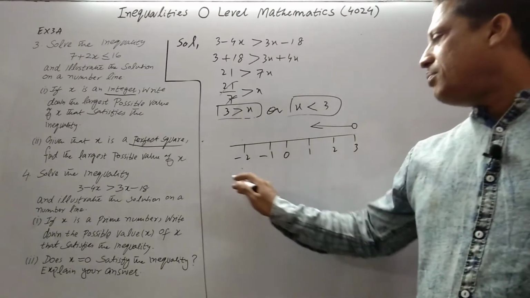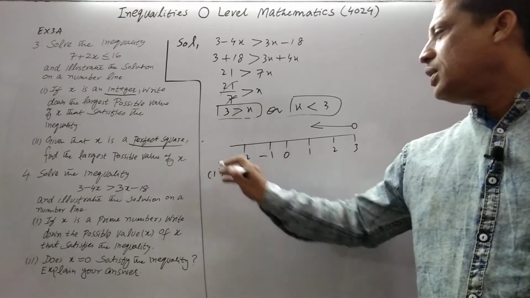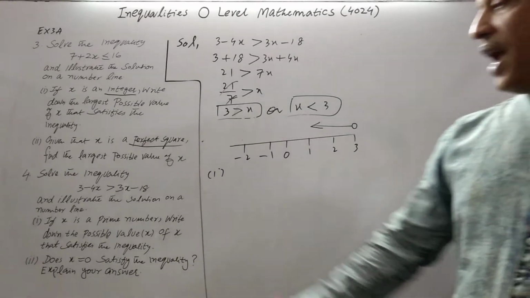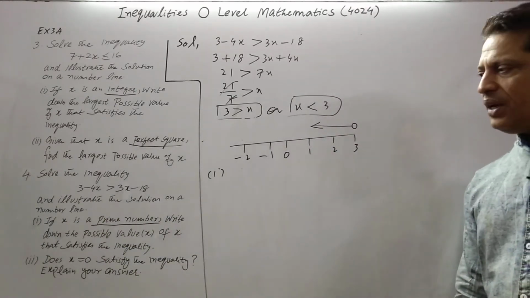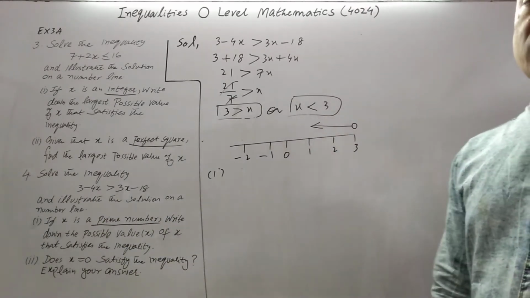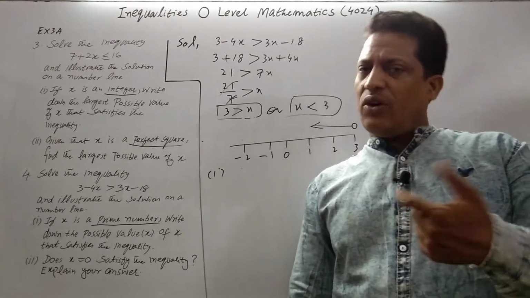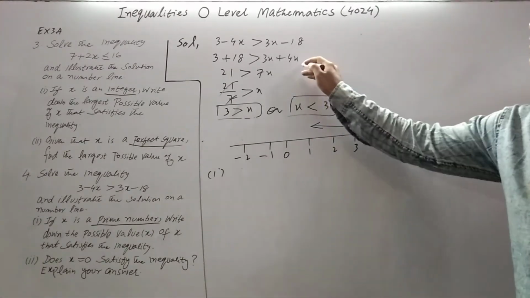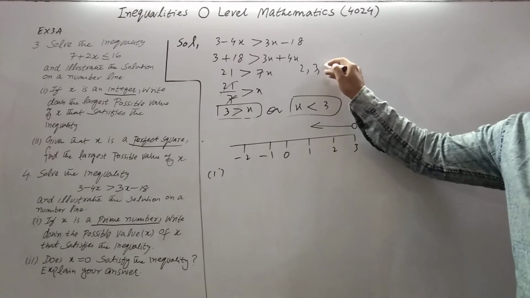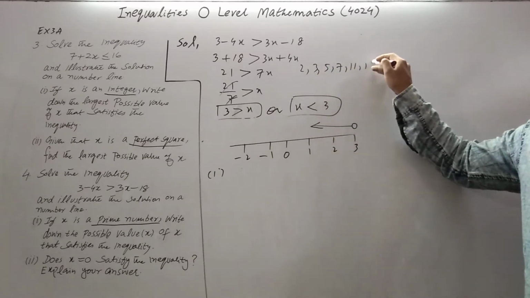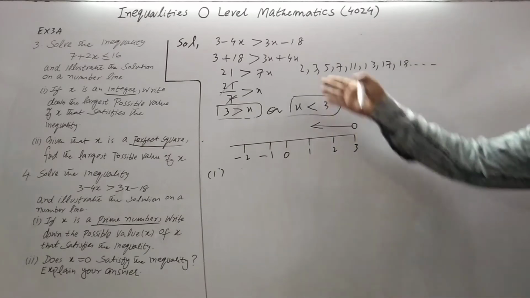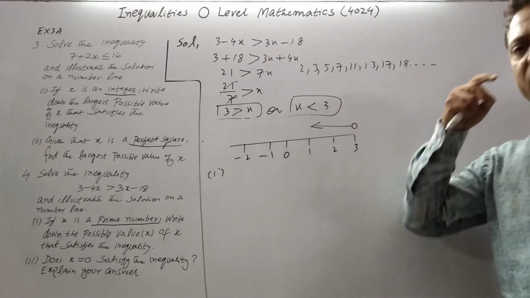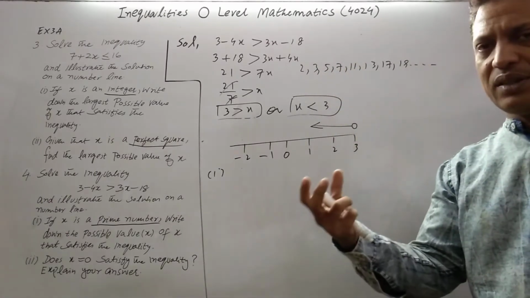Next, part number 1. If x is a prime number, what is a prime number? You know, prime numbers are those numbers which can be divided only by itself or 1. So 2 is a prime number, 3 is a prime number, 5, 7, 11, 13, 17, 19 and so on. These are all prime numbers because these numbers cannot be divided by any other number.